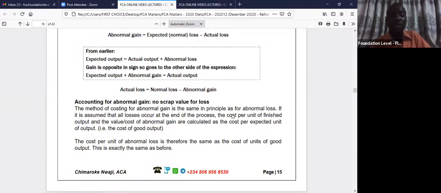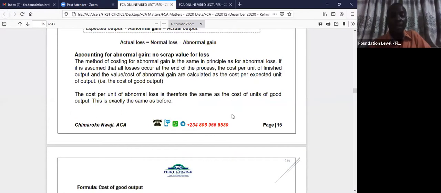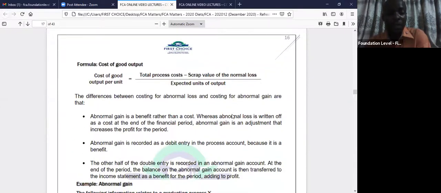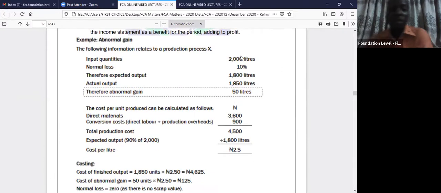Okay? So what do we do? The abnormal gain is valued as the expected outputs. The way we calculate the normal expected outputs, that is how we value abnormal gain or abnormal loss. Okay, so now let's look at an example. Now you have a normal loss of 200, quite all right. You were expecting 1,800 liters, but you got more, 1,850. That means 50 is abnormal gain.